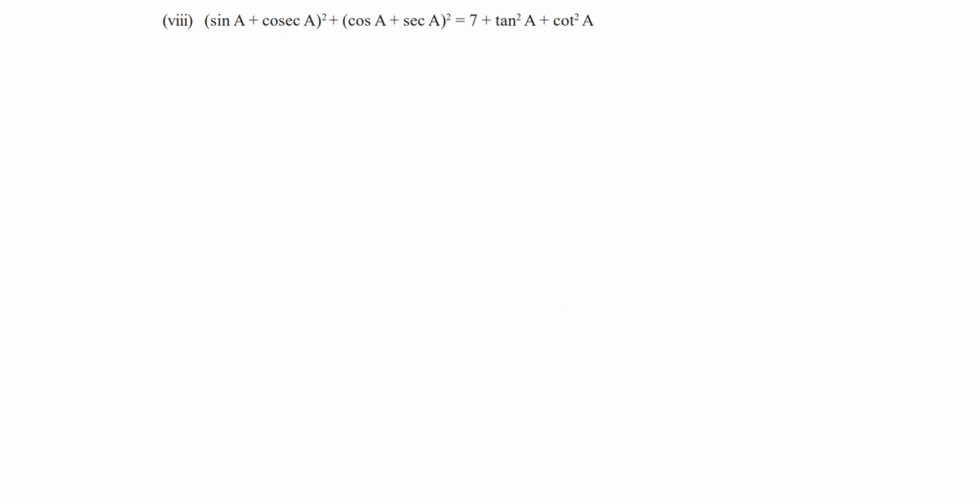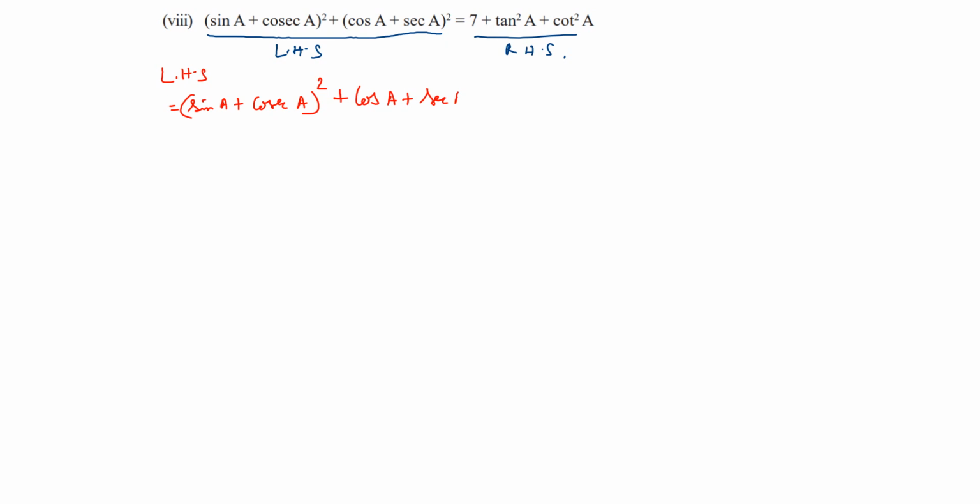You can solve in two methods. Either you can go with LHS, that is left hand side to right hand side, or from right hand side to left hand side. Usually in most of the sums we will solve from left hand side. So first of all we can write LHS. What is LHS? Sin a plus cosecant a whole square plus cos a plus secant a whole square.